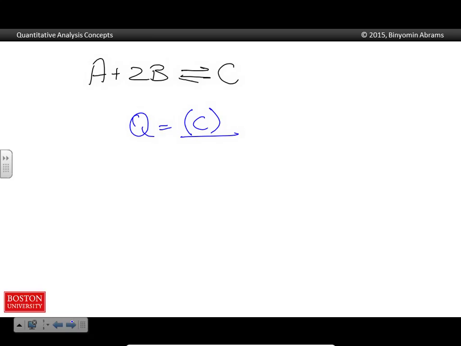So let's look at some generic equilibrium. Let's say A plus 2B in equilibrium with C. So what we want to do is write an equilibrium quotient expression. The equilibrium quotient is Q, and the expression is going to be the activity of C, which is the activity of the product, divided by the activity of A times the activity of B squared.